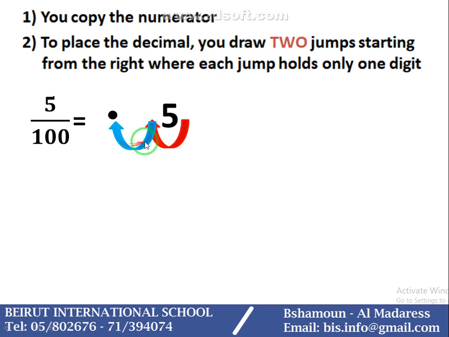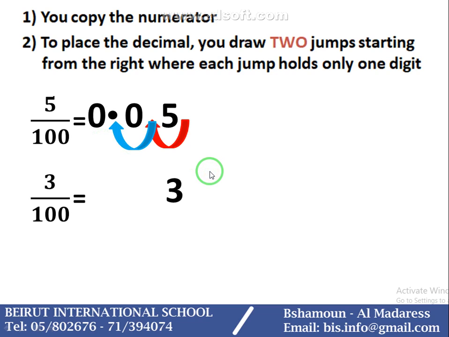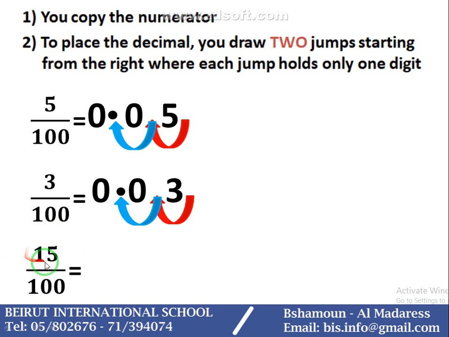You do not leave the second jump empty. You interfere and you fill it with a 0. You don't leave the space over here empty. You interfere again and you place another 0. Another example, first copy the numerator as it is. Starting from the right, you draw two jumps. You place your decimal point, fill the second jump with a 0, and fill the space over here with a 0.